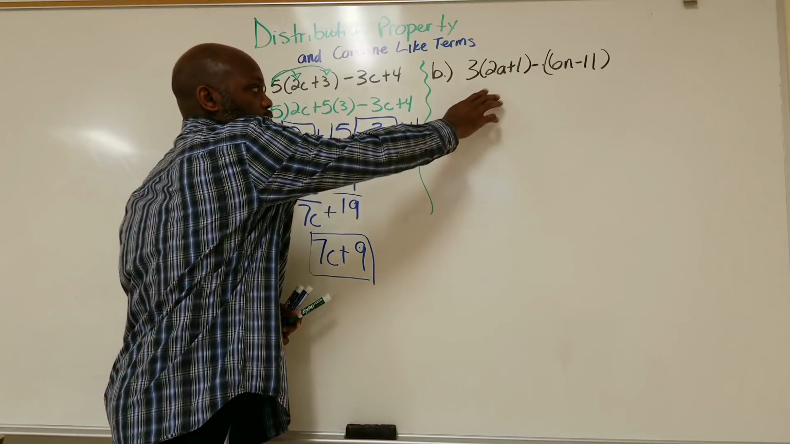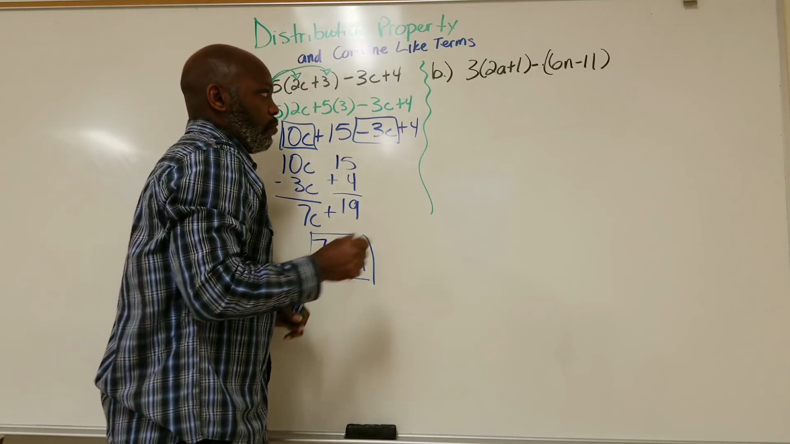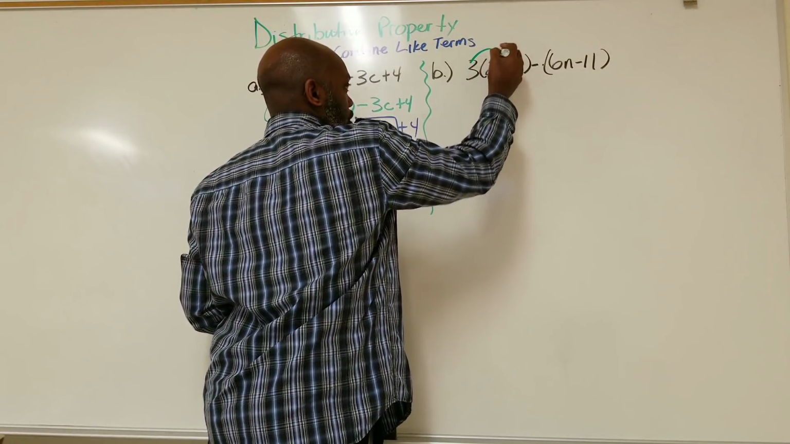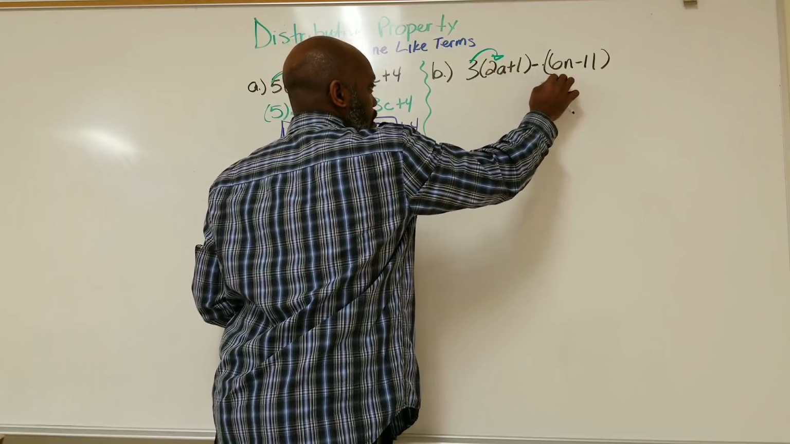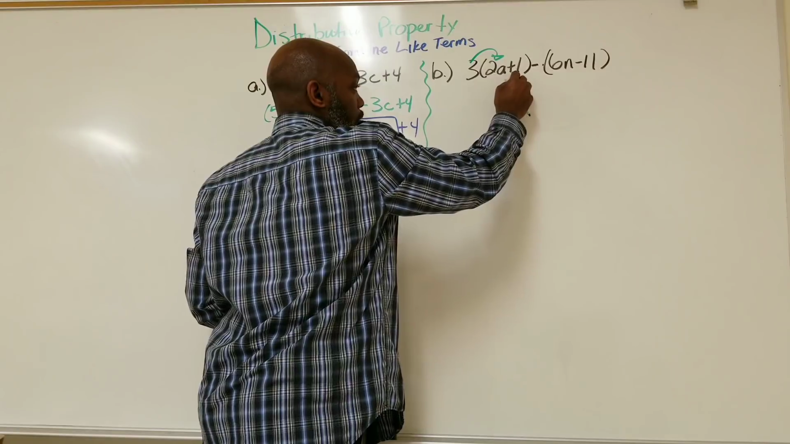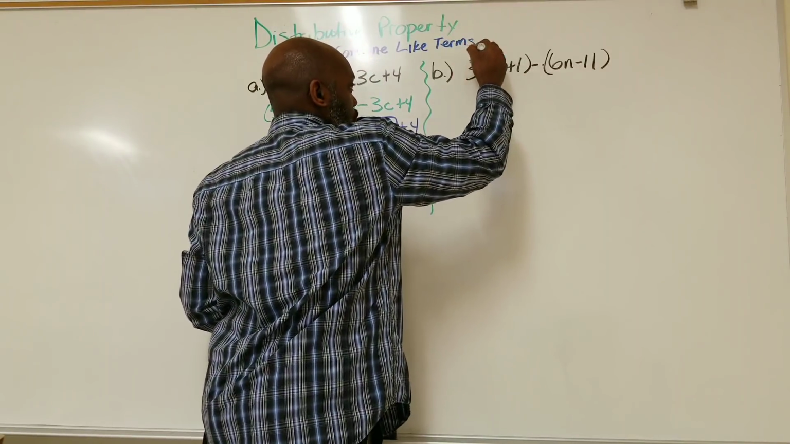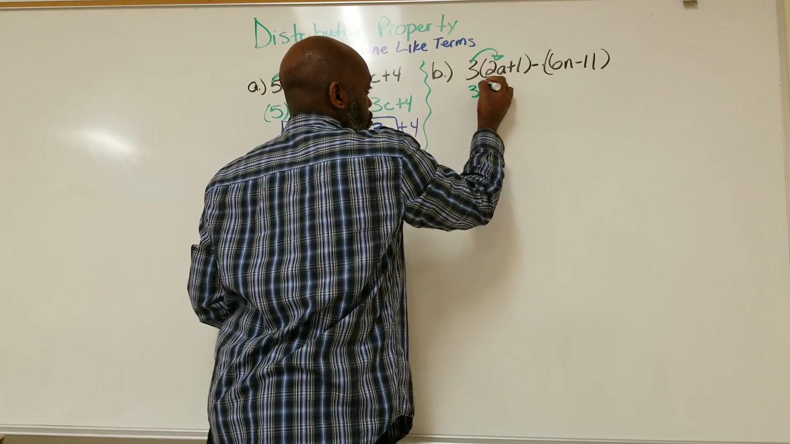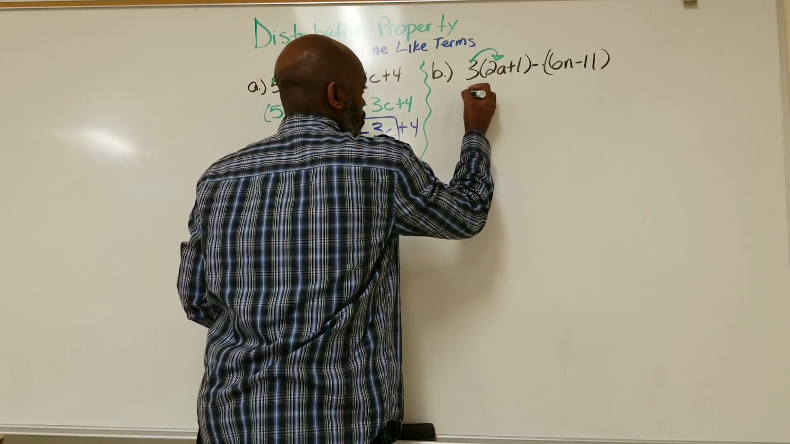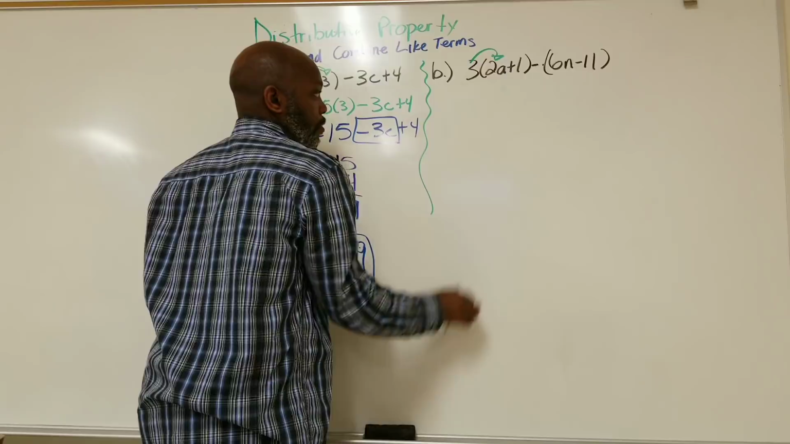Then we move over to another problem that's very similar to the previous one we just worked. And we're going to start with distributing because that's multiplying. We cannot solve anything on the inside of the parentheses. As you can see, we cannot combine 2a with 1, and we cannot combine 6n minus 11. So we first have to distribute. I'm just writing it a little bigger for people to see.